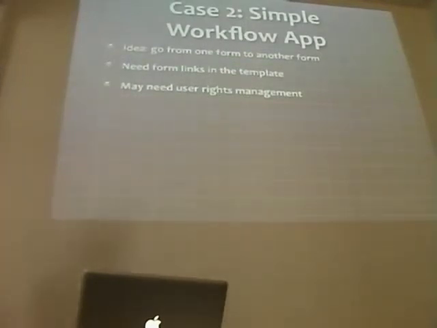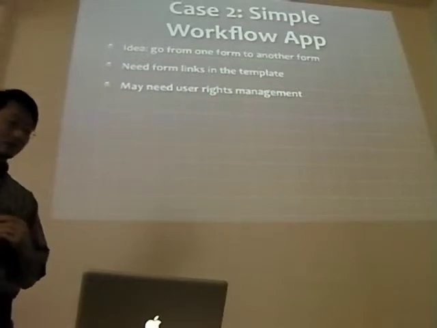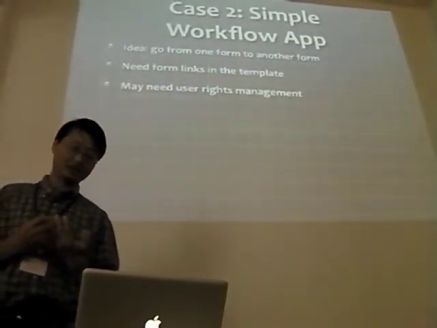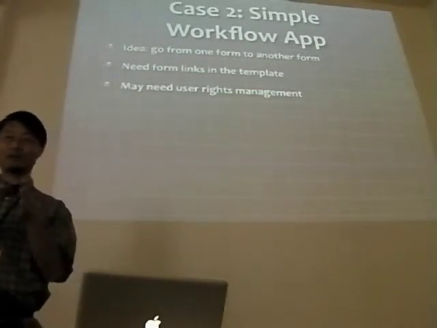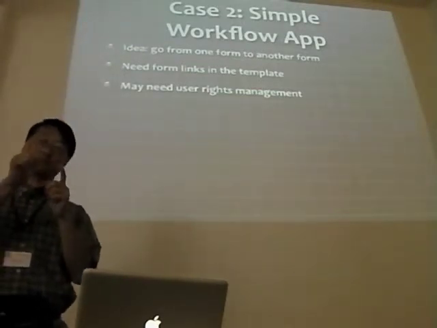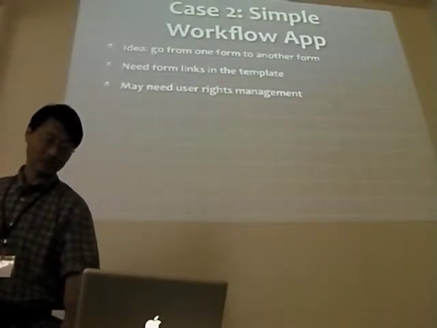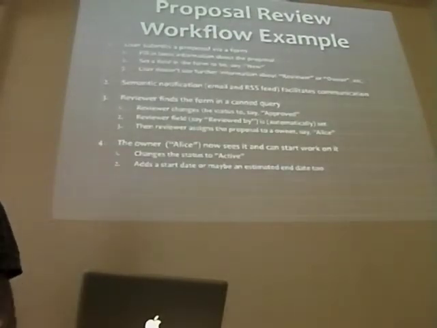Case 2 is about a simple workflow. As I said, the work order, the proposal handling in a wiki. The idea is to go from one form to another, having people pick different values. Then basically you need form links. And also you need some simple user rights management system.